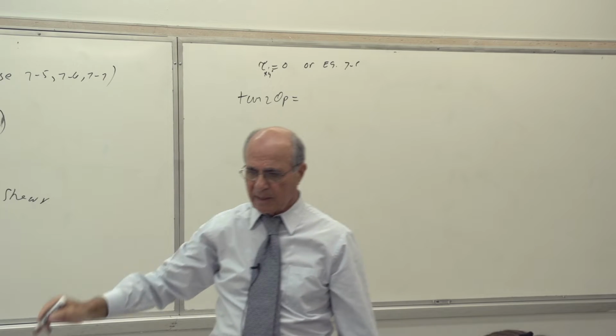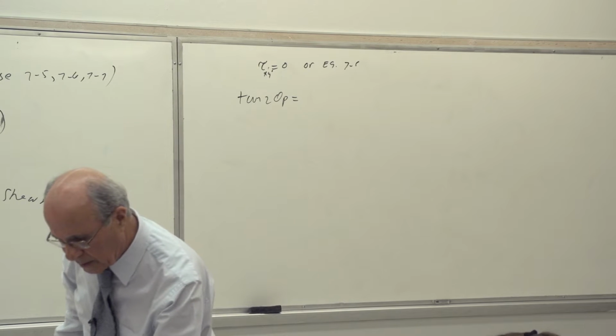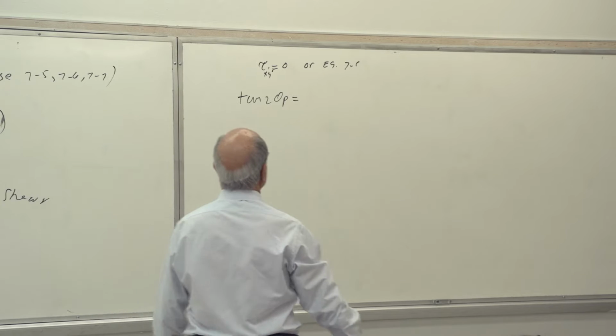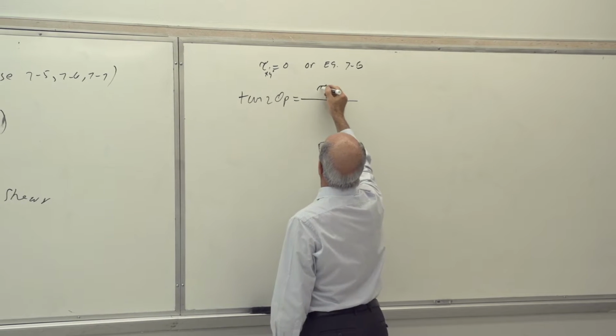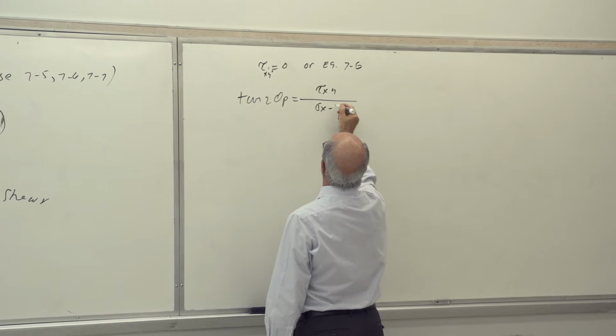Is it 7.6 or 7.7? 7.6. That's right, that's what I thought. So as you see, that gives you tangent of 2 theta equal to tau xy divided by sigma x minus sigma y.